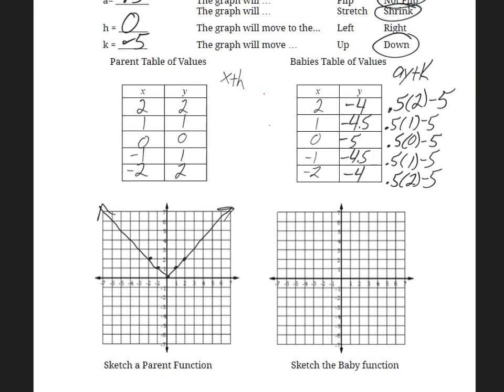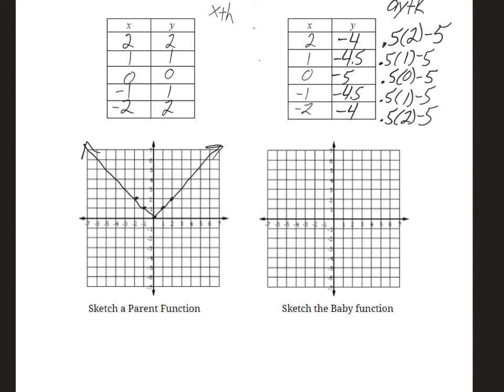Now graphing this, we have 2, we're going down to -4, so I'm going to put a dot right there. 1, we're going down to -4.5, so I'm going to put a dot right there. 0, -5, -1, -4.5, and -2, -4. So it should look like this.